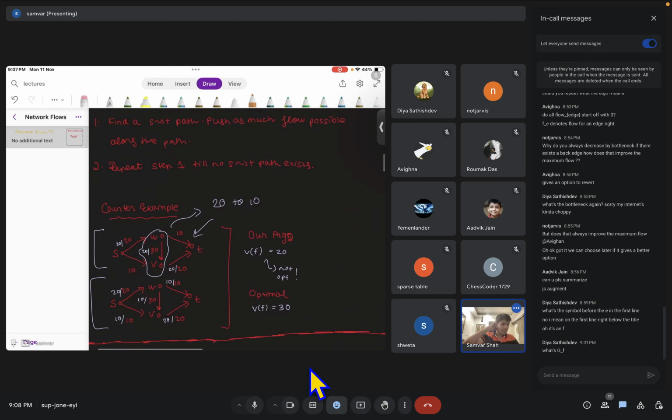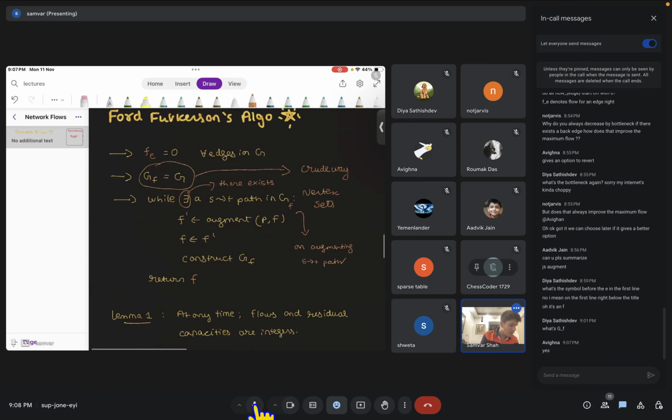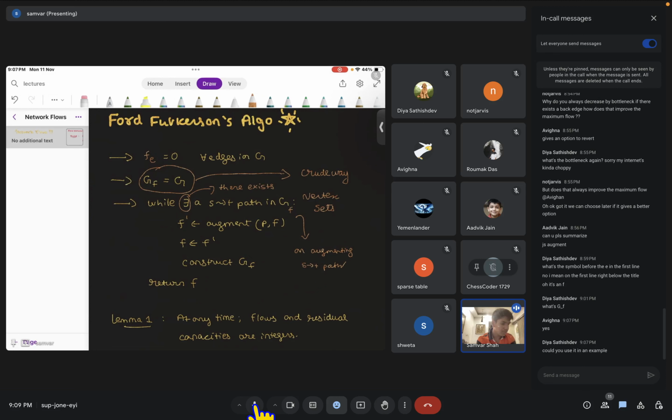So yeah, does Ford Fulkerson's algorithm make sense to everyone? Okay, cool. So I'll just give a rather obvious lemma. At any time, the flows and residual capacities... Ford Fulkerson's in an example. Okay, I should have had a pre-ready example, because making an example will take time. Actually, can we do it in this? I think we can do it here, right? This is not a bad graph to do that.